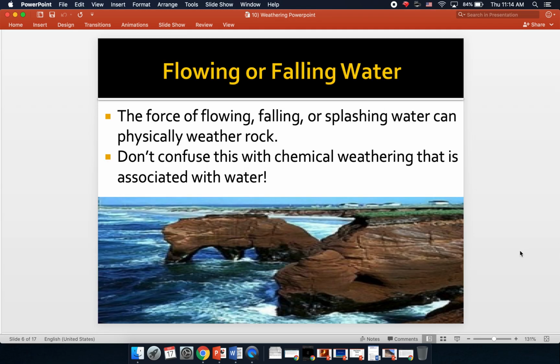All right, flowing or falling water. The force of flowing, falling, or splashing water can physically weather rock. It can weaken the rock and break pieces off. Don't, however, confuse this with chemical weathering that's associated with water. That's totally different. When we're talking about mechanical weathering due to water, we're talking about simply the force of the water striking the rock.